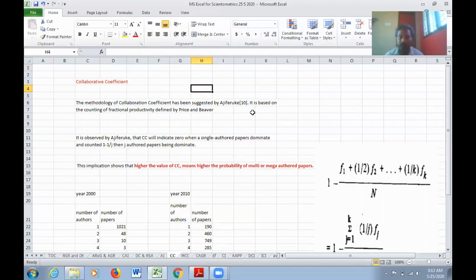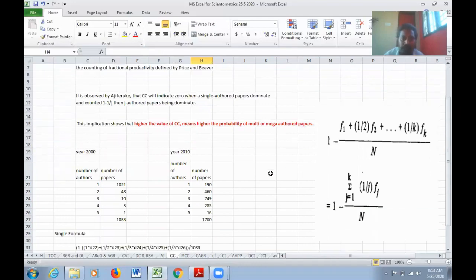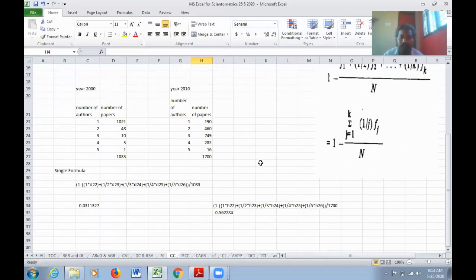It shows to what extent, in this particular field, co-authorship and collaborative research is vibrant. If CC is higher and higher, it means there is a higher probability of multi or mega author papers. If CC is less, there is a lower probability of having multi or mega author papers. Fine. And let me show you how you can calculate it.